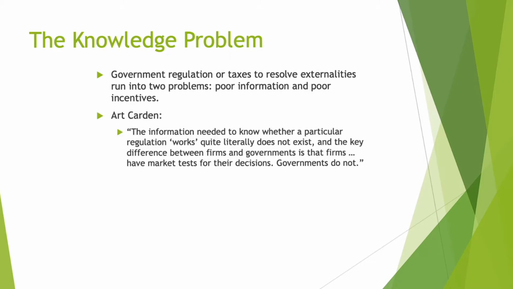So as Art Carden has pointed out, and by the way, he's another great one on this stuff, he said the information needed to know whether a particular regulation works quite literally does not exist. And the key difference between firms and governments is that firms have market tests for their decisions while governments do not. That's in volume 17 of the Quarterly Journal of Austrian Economics.